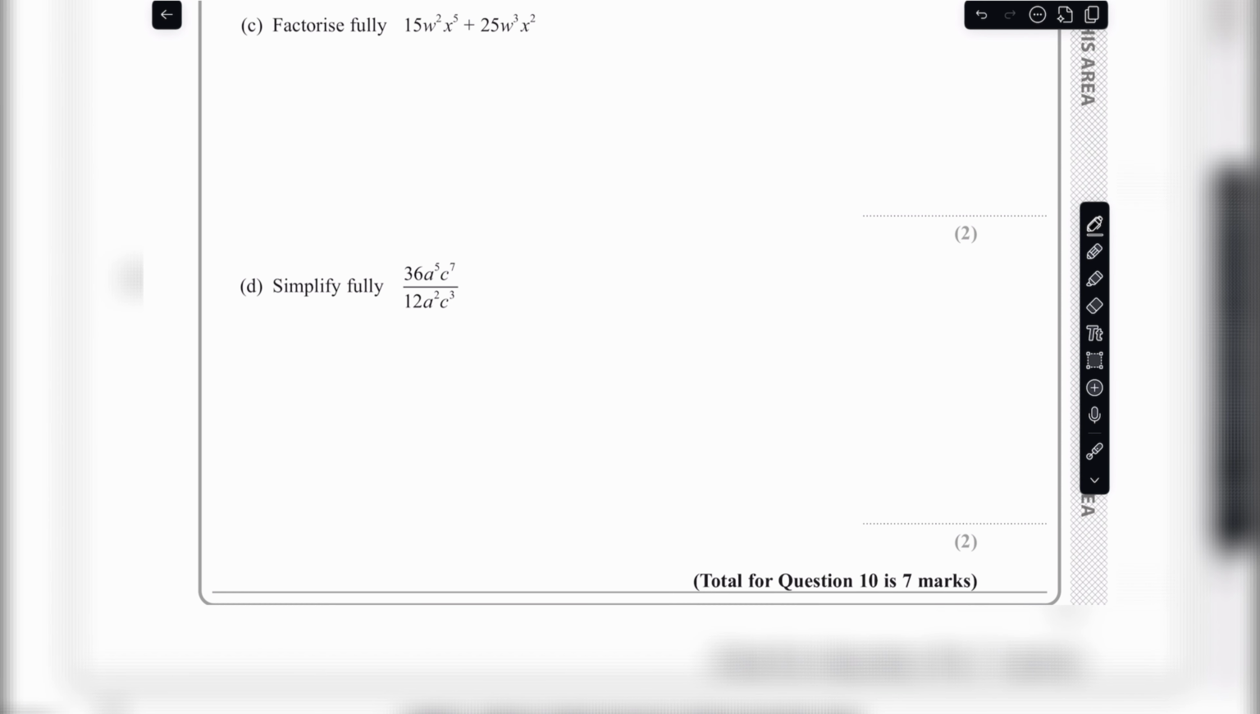In the next part of this question, we are told to factorize fully this expression. The highest common factor of 15 and 25 is 5, and we can factorize w squared from both terms, and x squared can also be factored from both terms. So in our brackets, we have 3x cubed plus 5w.